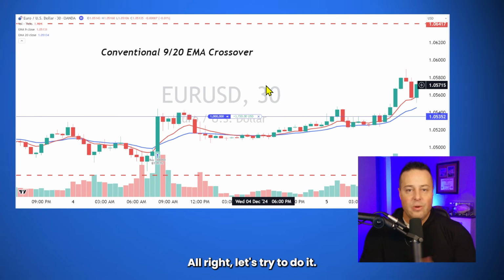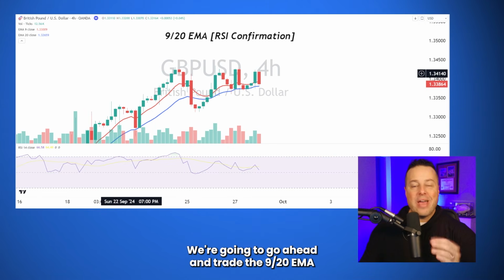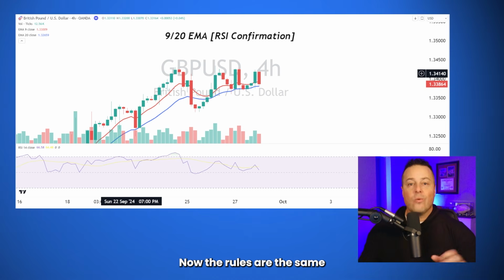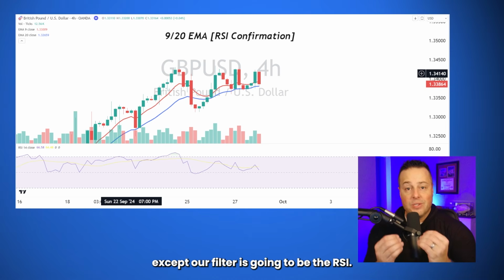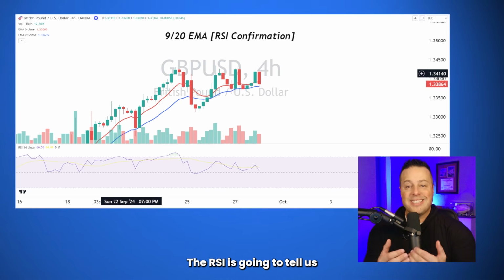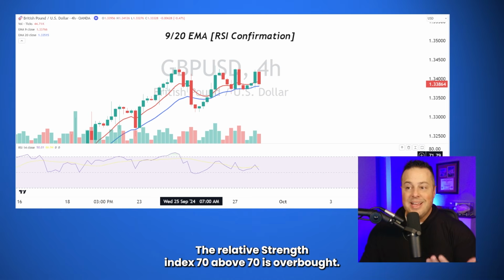All right, let's try to do it with the RSI confirmation. All right, we're going to go ahead and trade the 920 EMA with RSI confirmation. Now, the rules are the same as the conventional approach to the 920, except our filter is going to be the RSI. The RSI is going to tell us when we should look to sell and when we should look to buy. The relative strength index, 70.